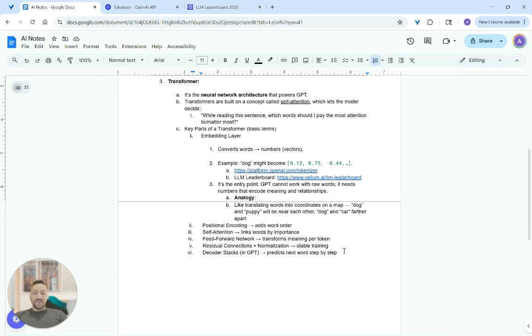If you want to dive deeper into this, these are some of the other terms I would recommend looking into, like positional encoding, which handles the word order, the feed forward network, residual connections, etc. I'm going to keep this a simple video, but we can talk more about some of those in the future.